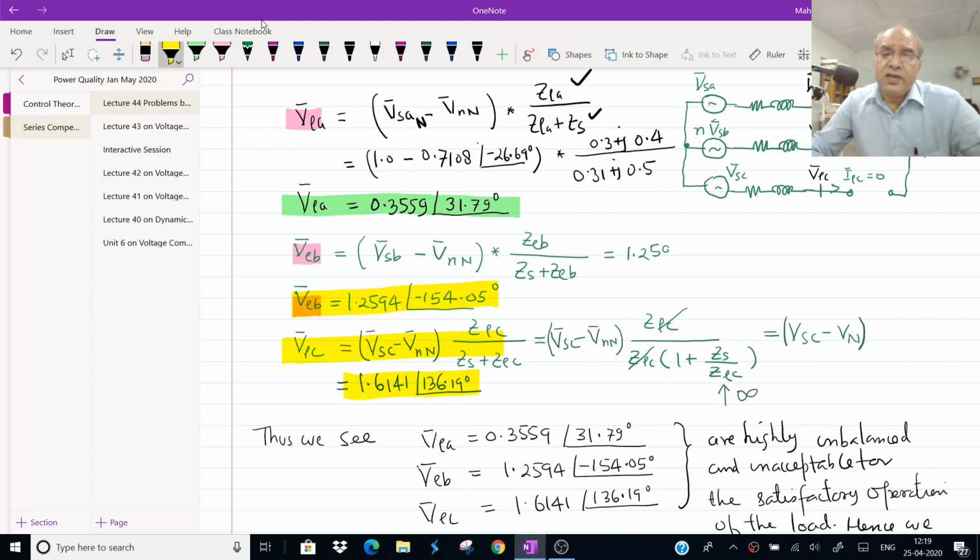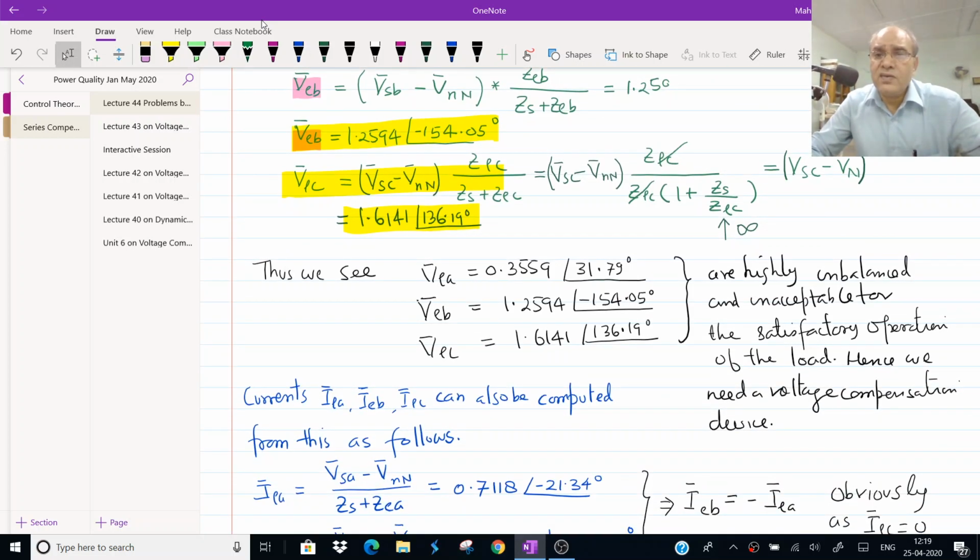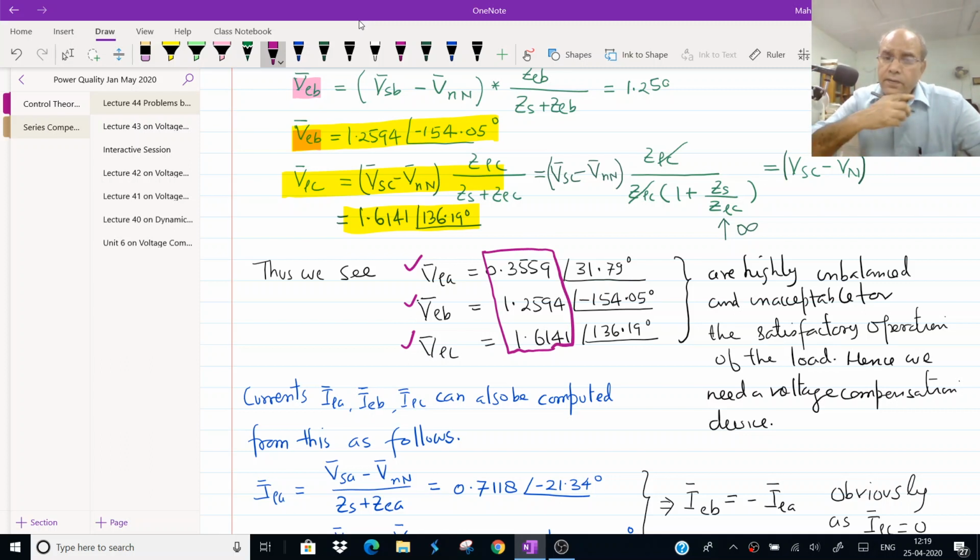You see that there are highly unbalanced voltages, A, B and C. Okay, they are quite unbalanced and they are not acceptable to the load, and hence we need to try to compensate these voltages. Fine.